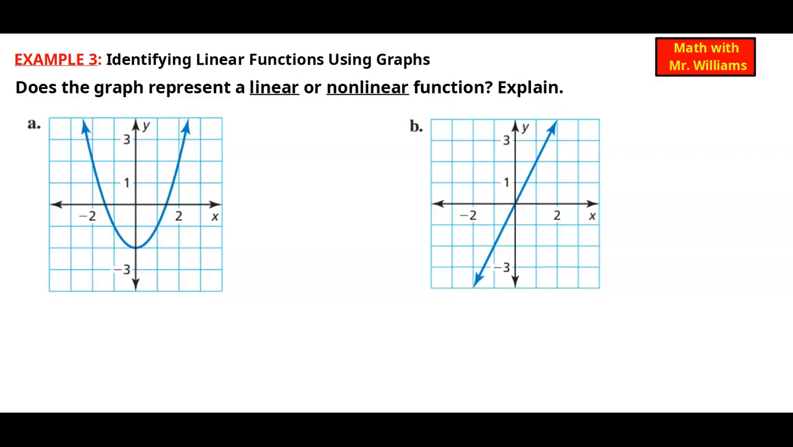Math with Mr. Williams, Example 3: identifying linear functions using graphs. Does the graph represent a linear or nonlinear function? Explain. On the first one, we see this is a U shape, this is quadratic. This is not a linear function. It is not a straight line. On the second one, we see it is a straight line. So that makes it a linear function.